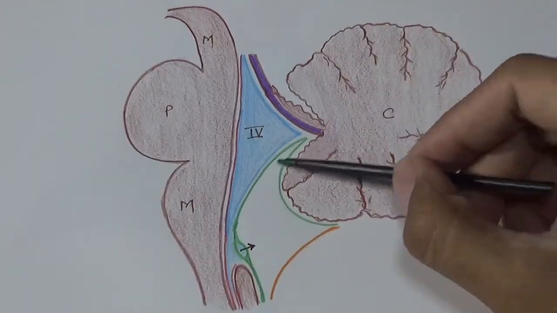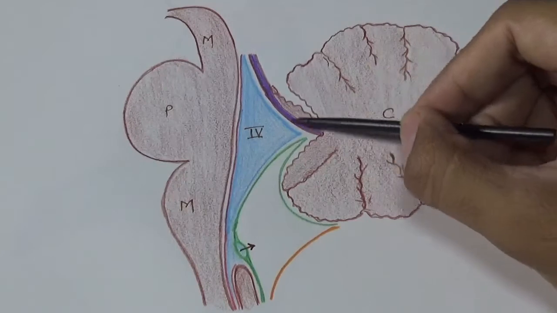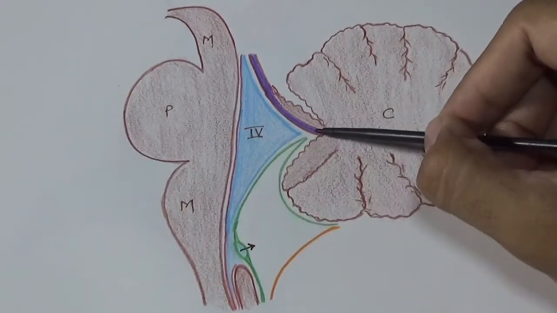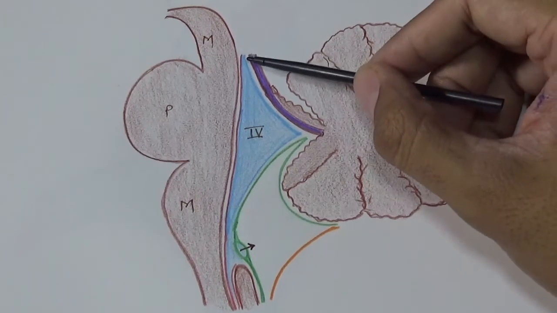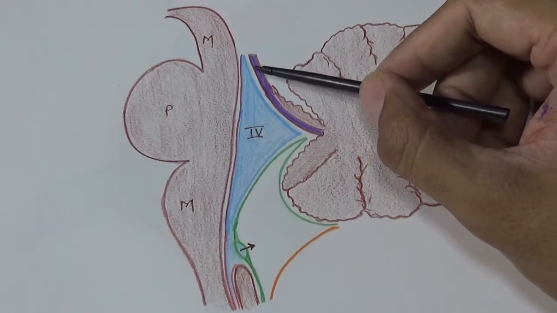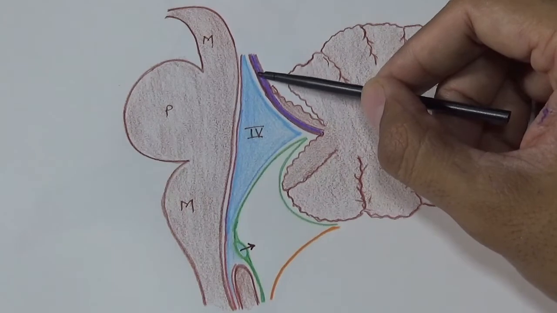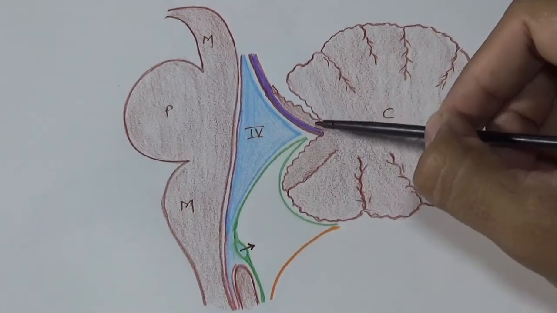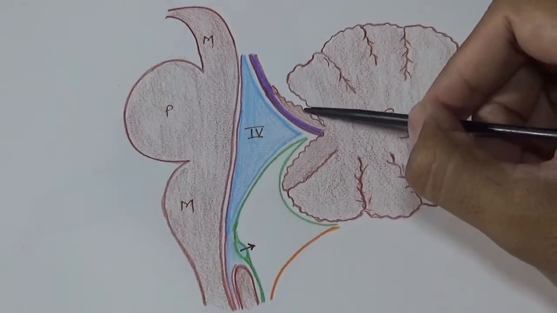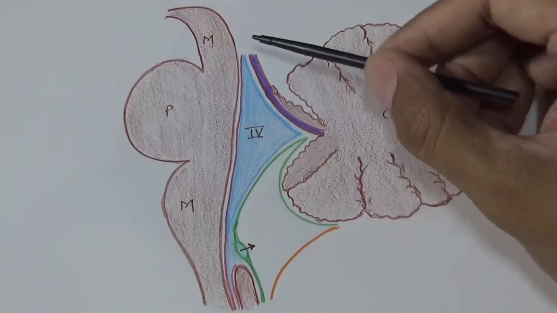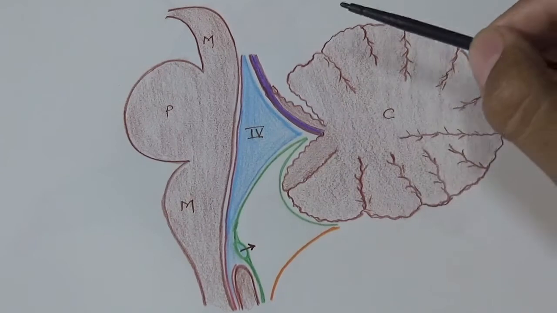So here is a roof which is tent shaped. It is made up of the superior and inferior medullary velum. This superior medullary velum is a thin sheet of white matter bridging the gap between the two converging superior cerebellar peduncles, and it will reach the white core of the cerebellum. You can see over here, and above it lies the lingula. So this is the superior medullary velum.